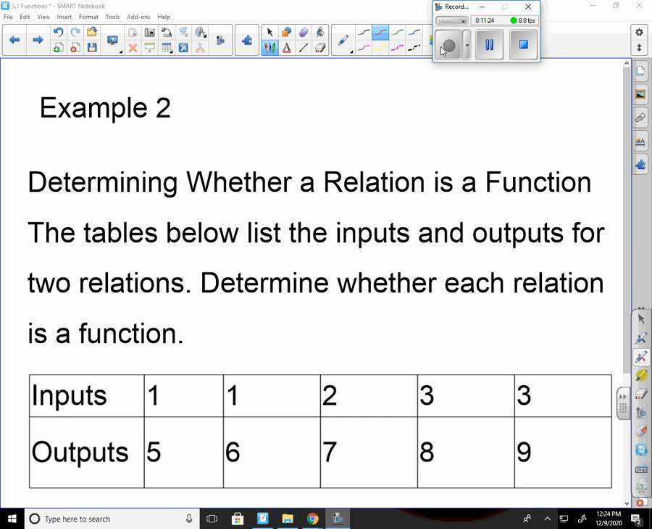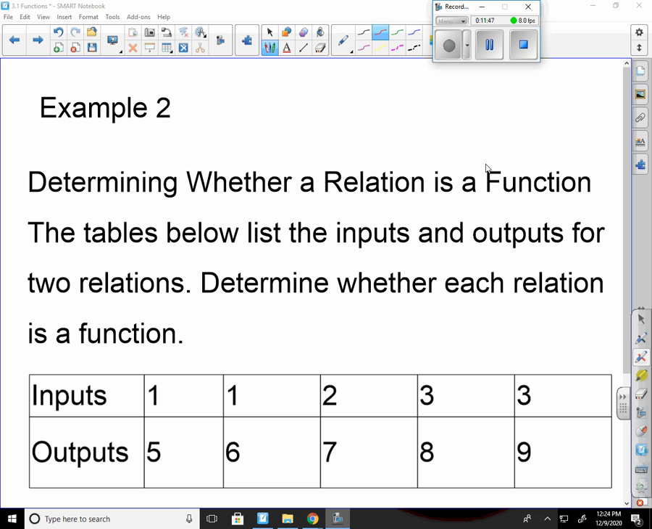That takes us to example 2, which is determining whether a relation is a function. So we've done this before. This was in Algebra 1, Algebra 2. We're just kind of rehashing this. Determining whether a relation is a function. The table lists the inputs and outputs for two relations. Determine whether each relation is a function.